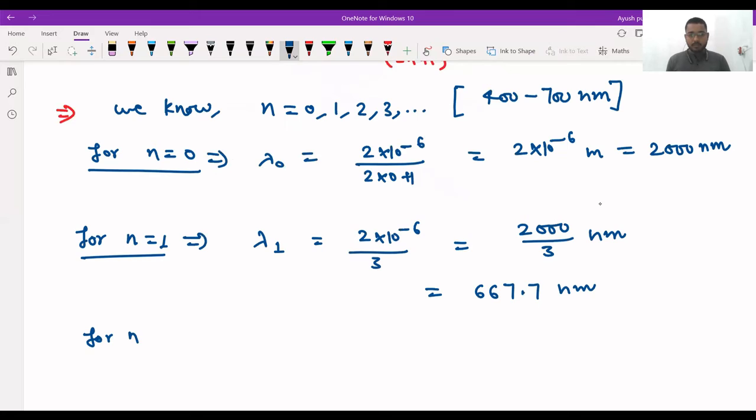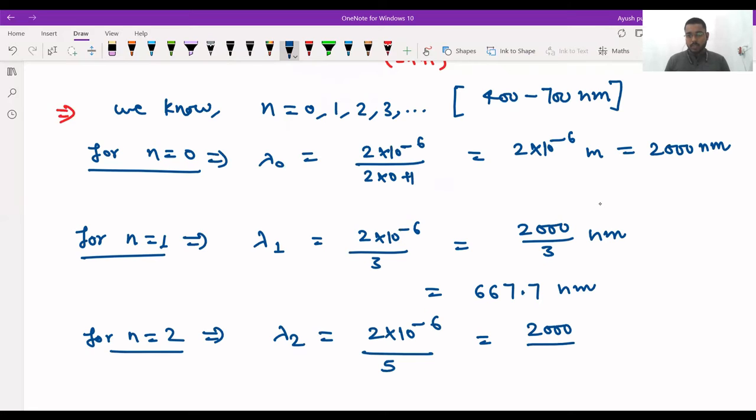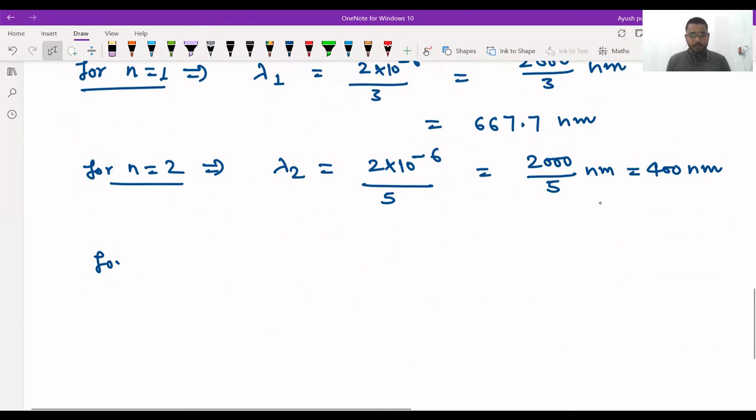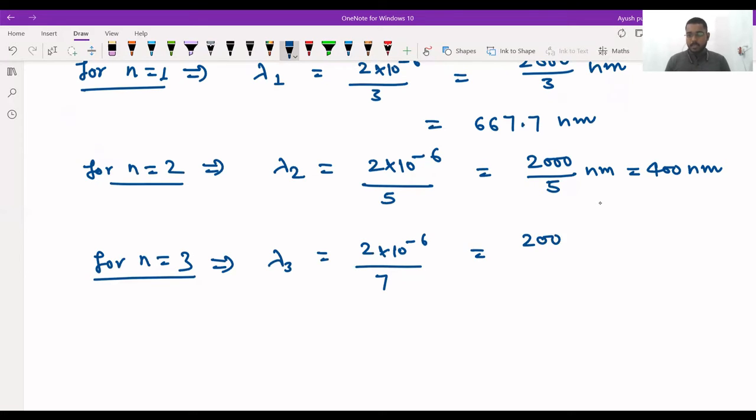Now calculate for n equal to 2. Lambda 2 is equal to 2 into 10 to the power minus 6 divided by 5, so this will be 2000 divided by 5 nanometer, or I can write it as 400 nanometer. Now let's calculate for n equal to 3. I am calling this lambda 3, and that will be 2 into 10 to the power minus 6 divided by 7, so it will be 2000 divided by 7, approximately 300 nanometer.